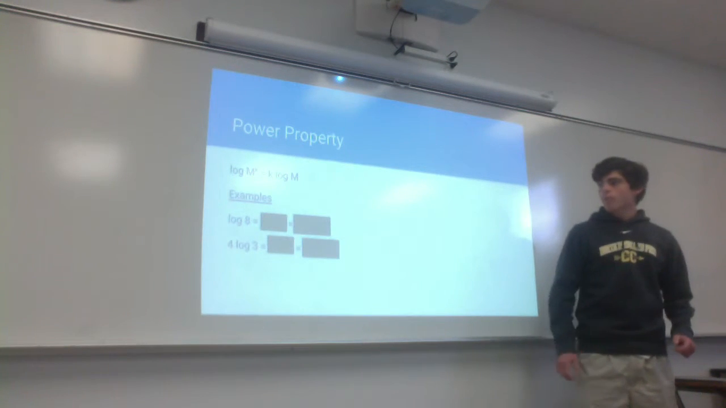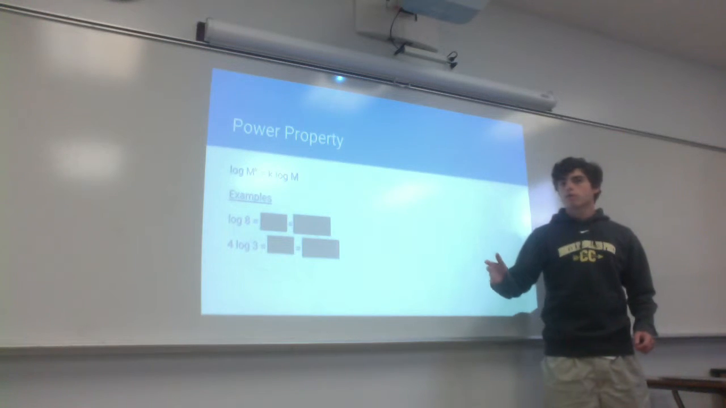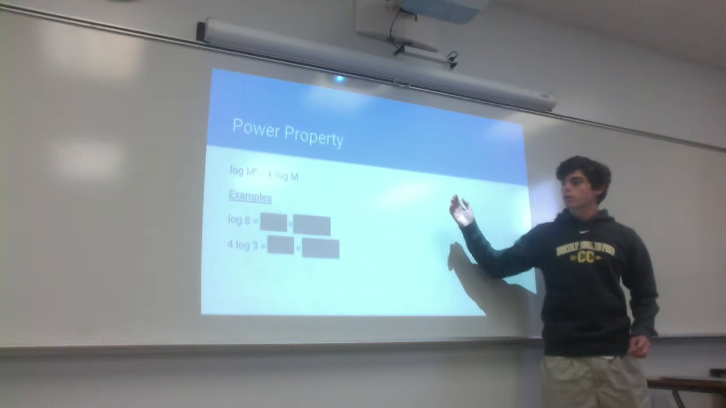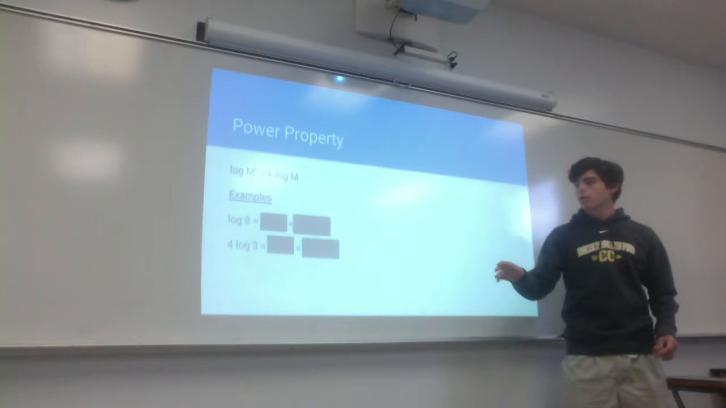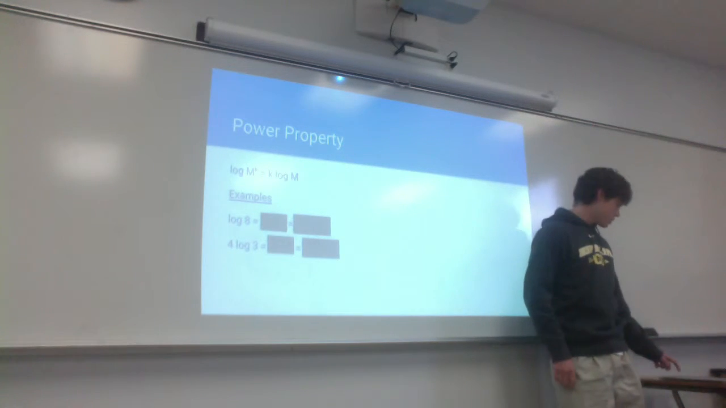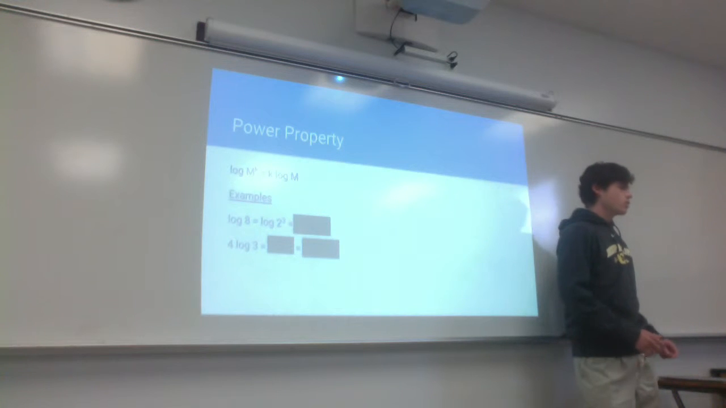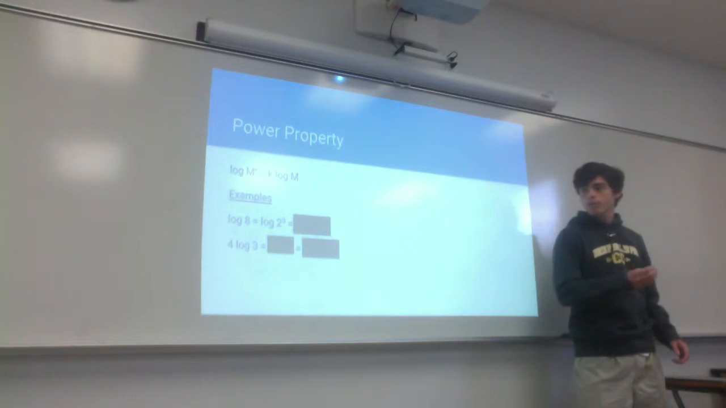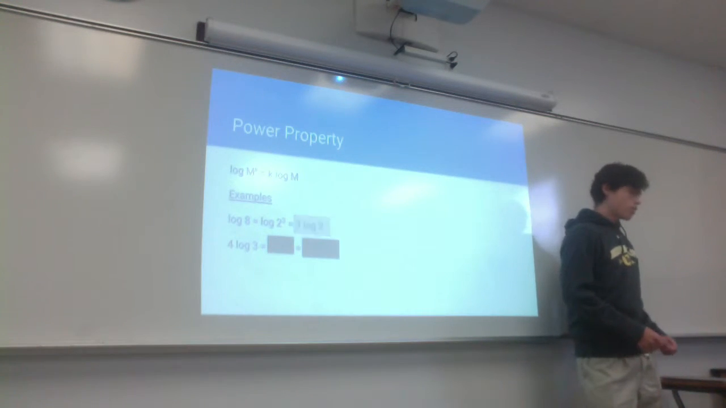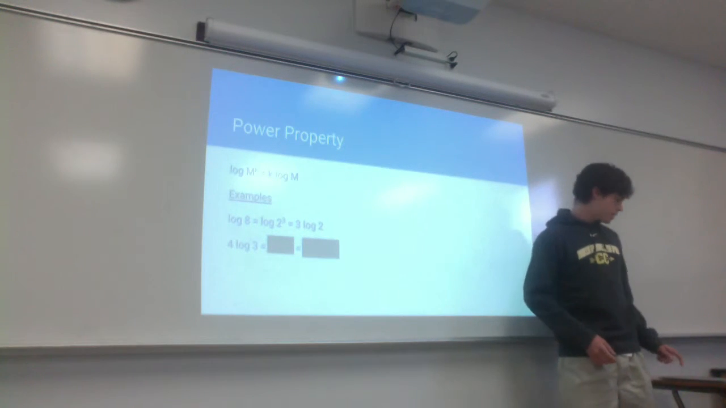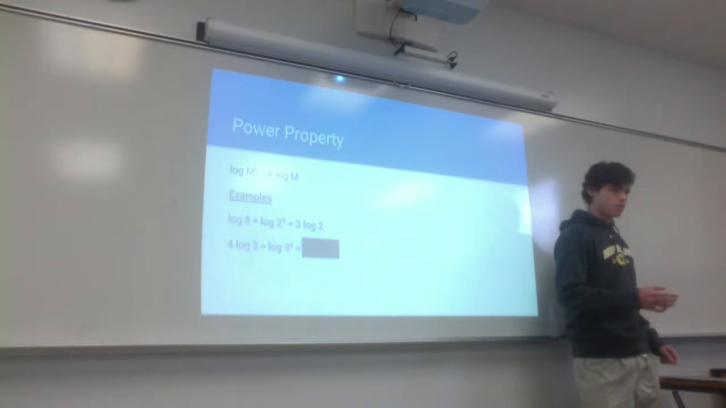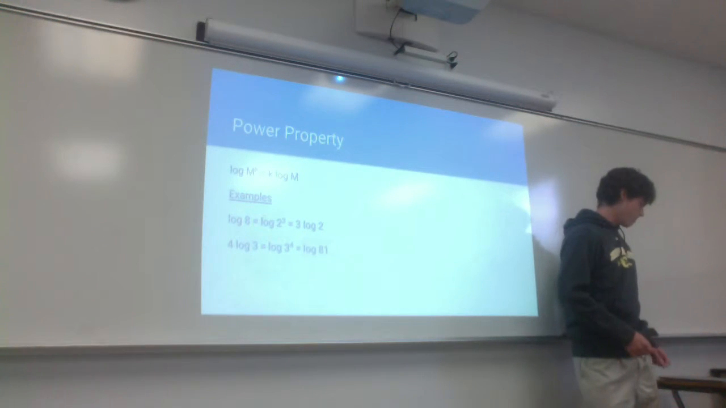Now the power property: if you have the log of something raised to an exponent, you can take that exponent and just put it right in front of the logarithm. So log of 8 is the same as log of 2 to the third. Take that exponent of 3, bring it out in front, and you get 3 log 2. Same thing in reverse. 4 log 3 is the same as log of 3 to the fourth, or log 81.